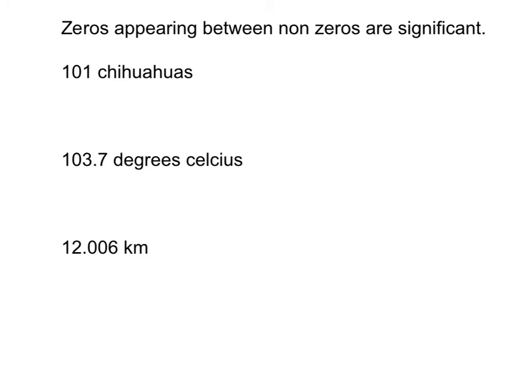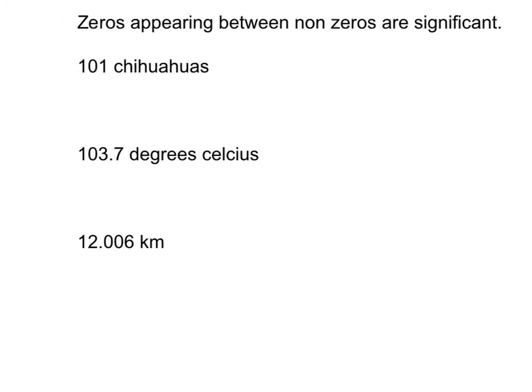The next rule states that zeros appearing between non-zeros are significant. Here's an example, 101 Chihuahuas. This could be maybe a knockoff of some copyrighted Disney film. But in this case, you will notice 101 Chihuahuas. So obviously, we know from the previous rule that the 1 in the hundreds place and the 1 in the ones place are both significant. Notice the 0 appears between them. That means that 0 is significant. That would represent like 10 Chihuahuas. So in this case, since we know there's 101, it's accurate to 1 Chihuahua.